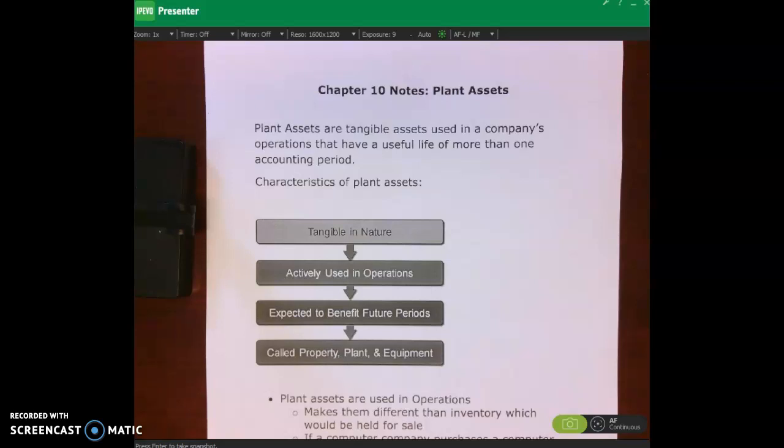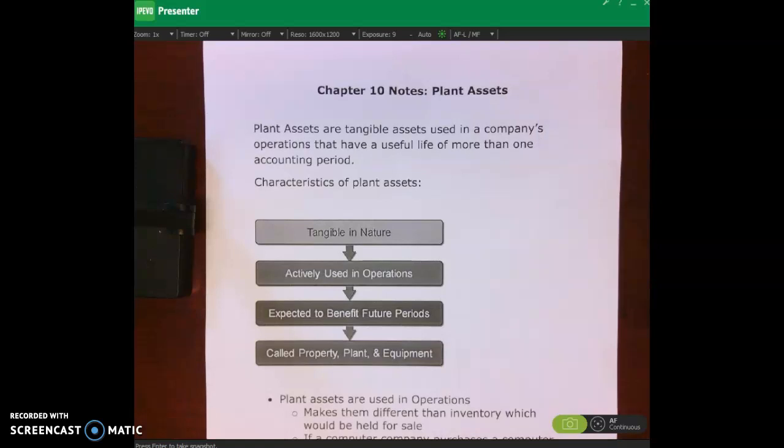So plant assets are tangible assets. What does that mean? It means you can touch it, right? So a building is an example of a plant asset because I can touch it. You know, a truck is another example of a plant asset. Land is an example of plant asset. It has to be tangible, meaning that I can touch it, okay? And they're used in a company's operations. So that's the other key thing, is they have to be used in the company's operations to generate revenue.